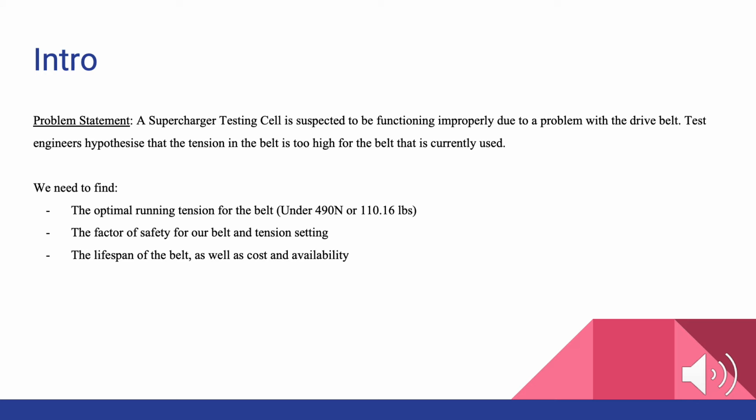Problem statement. A supercharger testing cell is suspected to be functioning improperly due to a problem with the drive belt. Test engineers hypothesize that the tension in the belt is too high for the belt that is currently being used. So, we need to find the optimal running tension for the belt, which is going to be under 490 newtons or 110.16 pounds, the factor of safety for our belt and tension setting, and the lifespan of the belt as well as cost and availability.